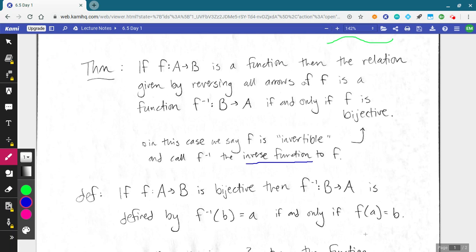The idea here is if we have an a and a b, well, if f gives us an arrow from a to b, then we're going to reverse that arrow for f inverse, and f inverse will send b to a. So this is the defining property of our inverse function. And so to start things off, let's look at a specific example.